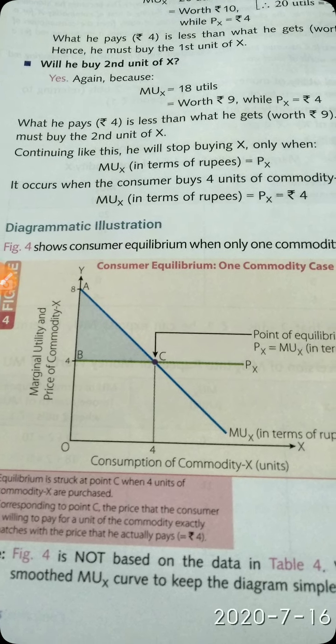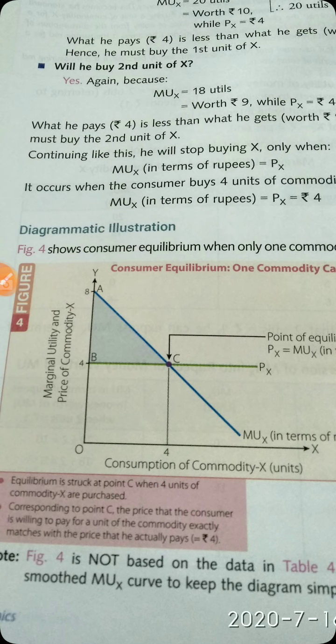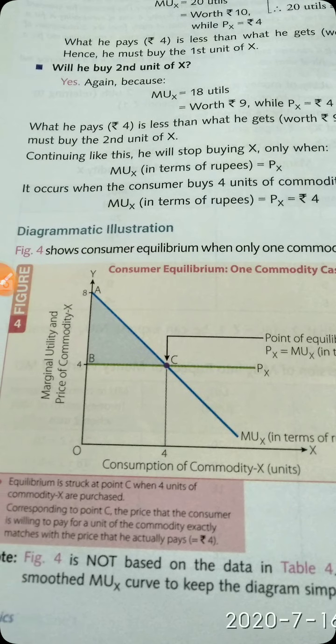For the second unit, marginal utility of the commodity is 18 utils. When we divide it by 2, we get 9. So he gets goods worth rupees 9 while the price of the commodity is rupees 4. What he pays, rupees 4, is less than what he gets, rupees 9. So in this case also he must buy the second unit of X. Clear?